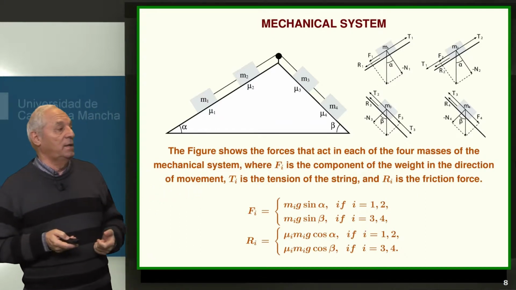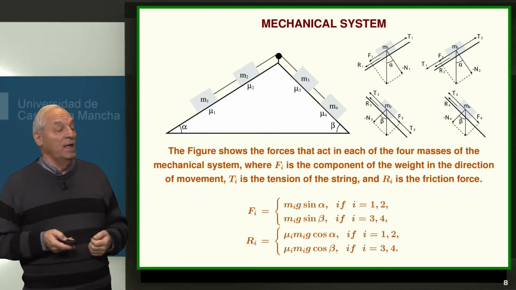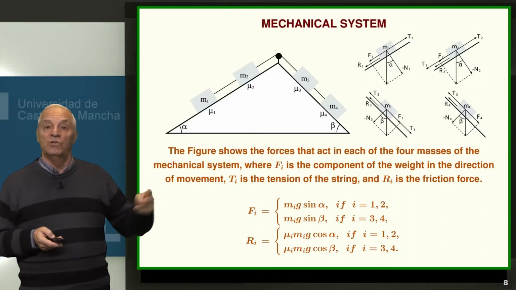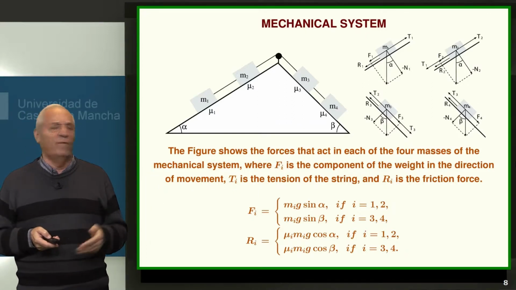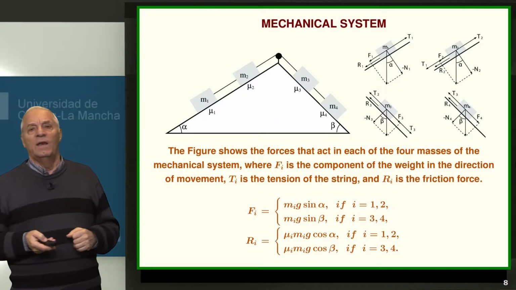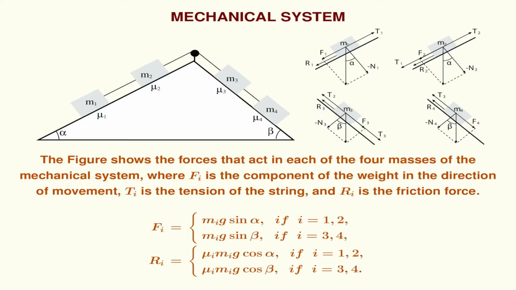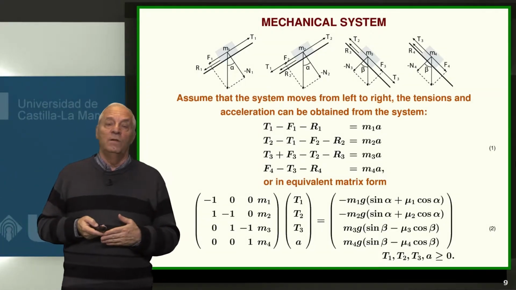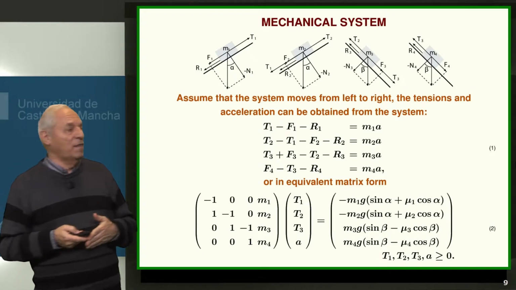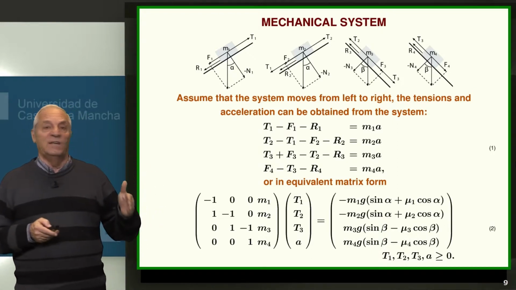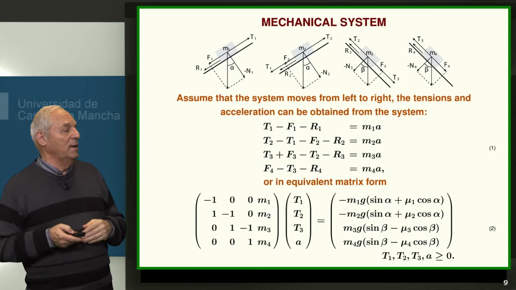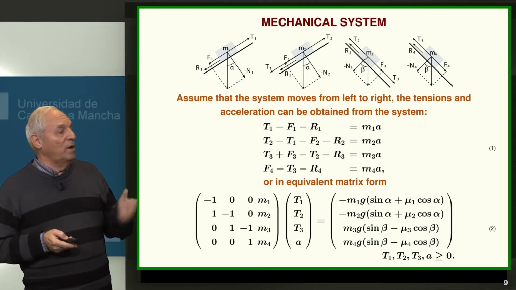Then, the values of forces F and R are those that appear down there. They are m times g, the weight corresponding to that mass, and then sines or cosines appear, of the angles of the inclined planes, alpha and beta. Those are the formulas that give F and R. Newton's law says that force equals mass times acceleration. Then, for each one of the masses, let's put all the forces that act.